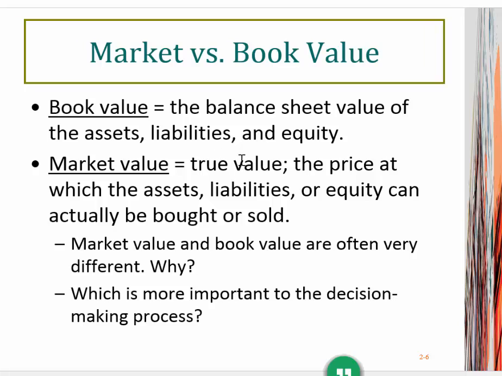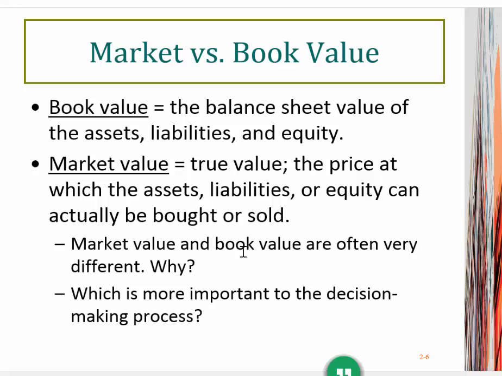A term that we'll frequently talk about throughout the course is the concepts of book value and market value. Book value is the balance sheet value of the accounts. If you remember, the accounting process records things on their historical cost basis. So that is the historical value of the assets on the company's books. The market value is the true value. It's the price at which the assets, liabilities, or equity can actually be bought or sold, right? The market value and the book value are often very different.